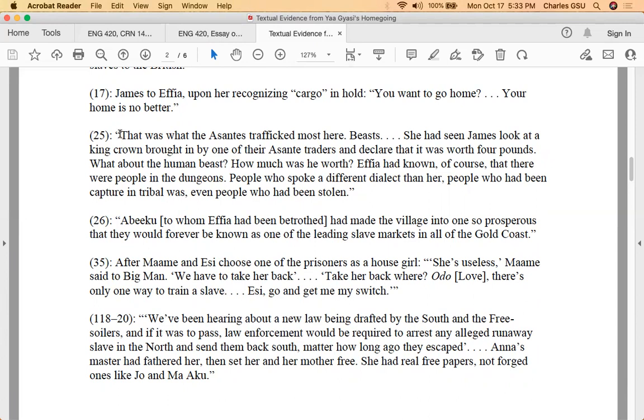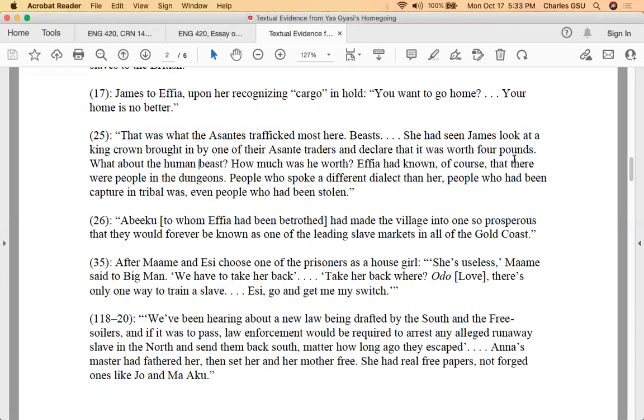On page 25, he says that's just what the Asantes traffic most here, beasts, because that's how people, human beings, my God, are being referred to as beasts. Afia had seen James look at a king's crown, an actual tribal leader's crown, brought in by one of their Asante traders, and declare that it was worth £4. But what about the human beast? How much was he worth?